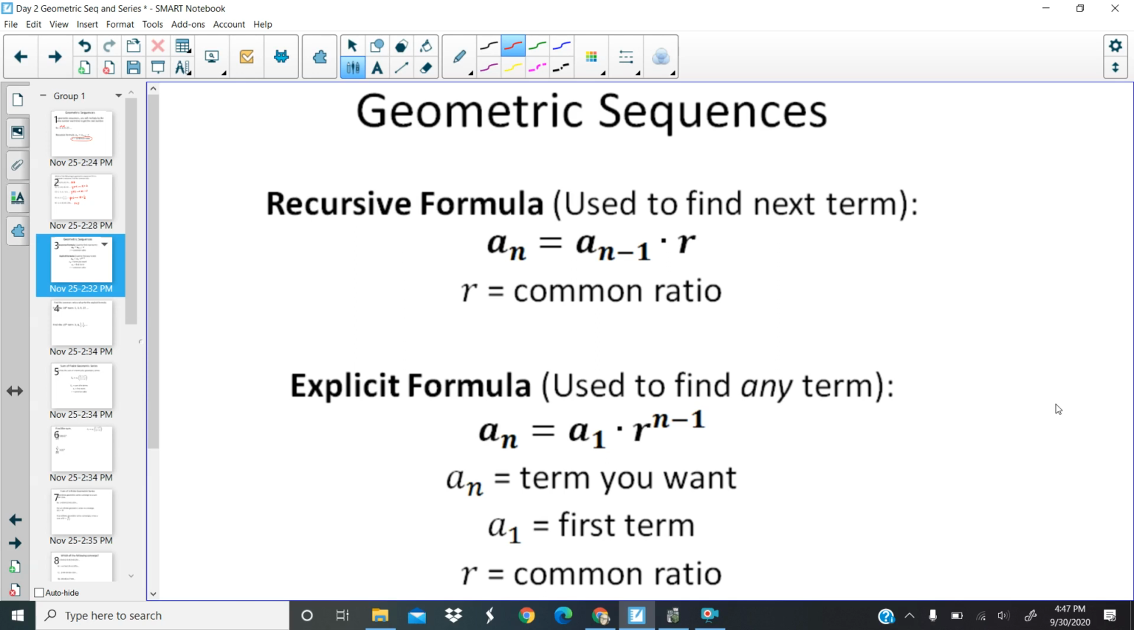So for the n minus 1 power, if you're looking for, say, the 17th term, then whenever you're raising it to the n minus 1 power, you would want to raise it to the 16th power. So it's just whatever term you're looking for, it's that minus 1. So go ahead and pause and write this formula down as well.